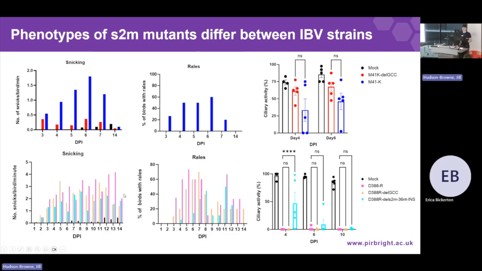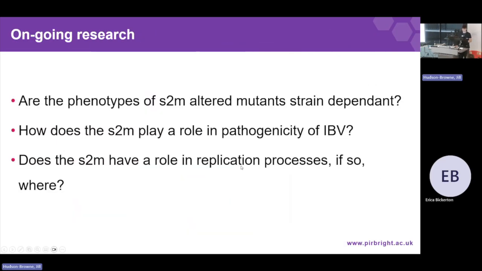For D3A, this is not the case. It's a little bit harder to see on here, but for the deleted GCC virus, in terms of the clinical presentation, it behaved very similarly to the parent virus, both in terms of the snicking and the rales. And as you can see by the cellular activity, throughout these 3 days, days 4, 6, and 10 post-infection, they had cellular activity levels very similar to the parent, indicating that this is not an attenuated virus.